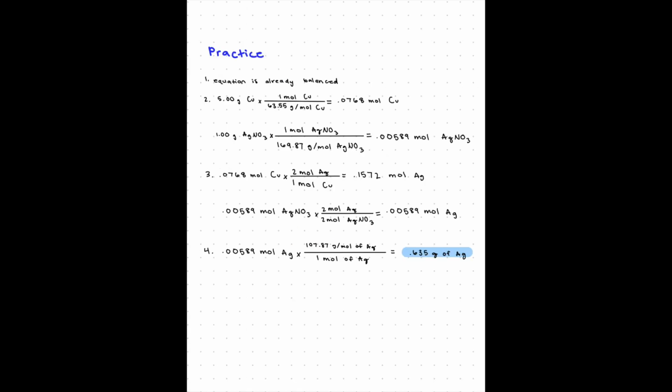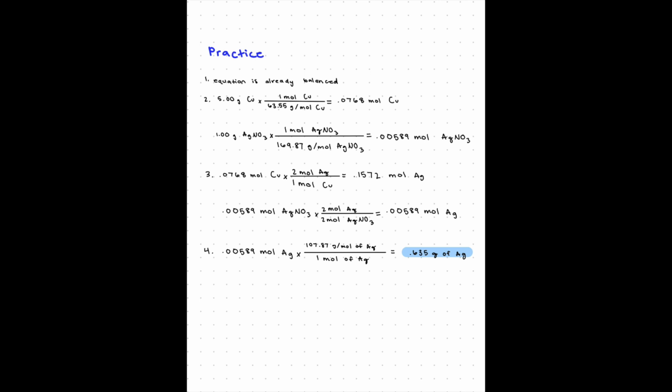So right off the bat, you should be able to recognize that this is a limiting reactant problem, and then you can go through your steps of solving. The first step is to ensure that you have a balanced equation, and I gave it to you already balanced. Step 2 is to convert the grams into moles, and you can see I did that with both copper and silver nitrate. The third step is to convert the moles of the reactant into the moles of the target product.